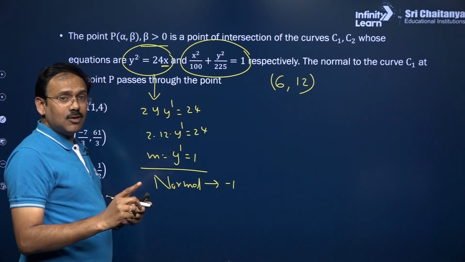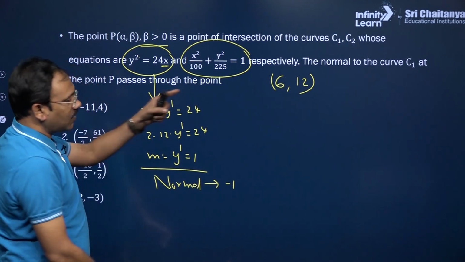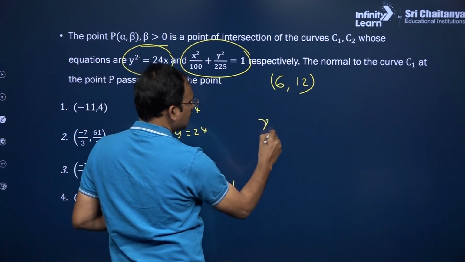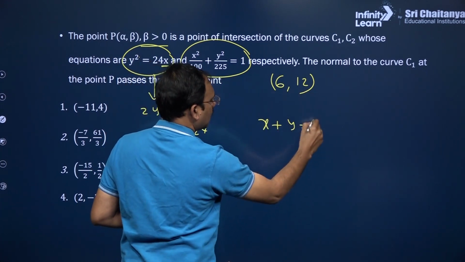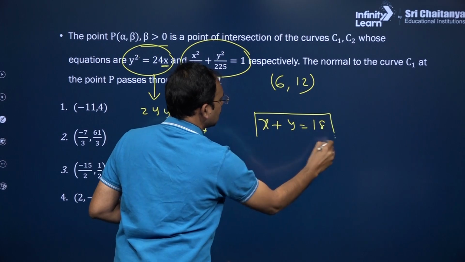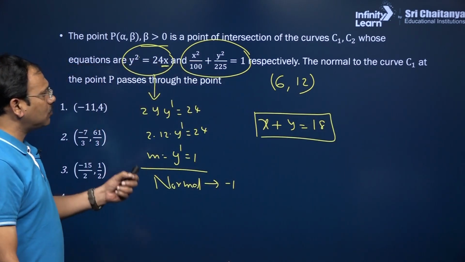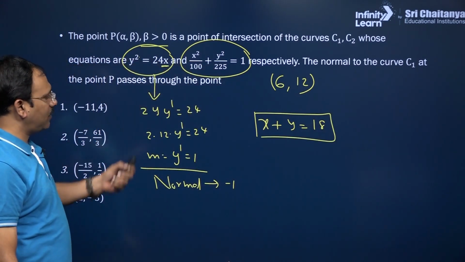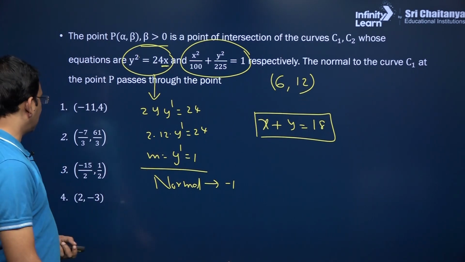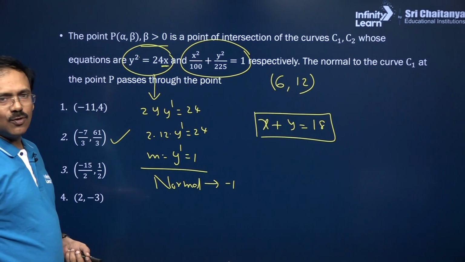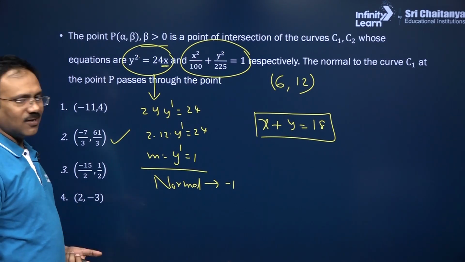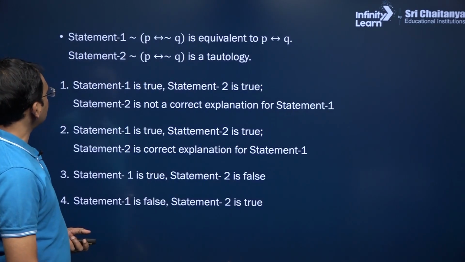So, what is the equation of the line with slope minus 1 and passing through 6 comma 12? It is simple, x plus y is the line with slope minus 1 passing through 6 comma 12, means 18. This is the line, my dear friends. The normal to the curve C1 at the point P is nothing but x plus y is 18. You just check which of these satisfies x plus y is equal to 18, my dear friends. That is all, simple. Next.